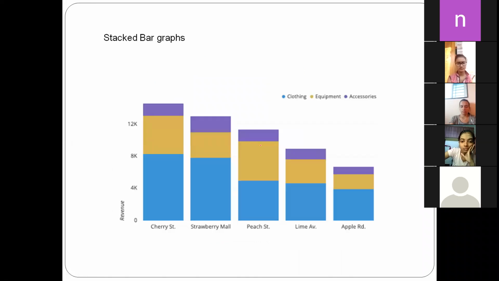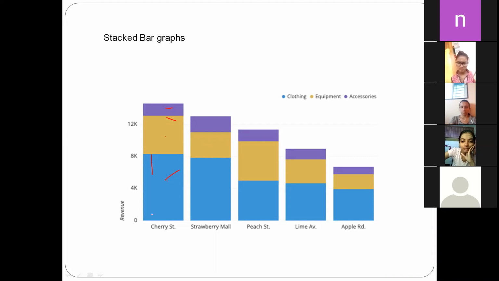Next is a stacked bar graph. In a single bar, this is a different item, this is a different item, this is a different item. All these three are different items. We are going to be seeing them in the same bar. Here, this is one item.